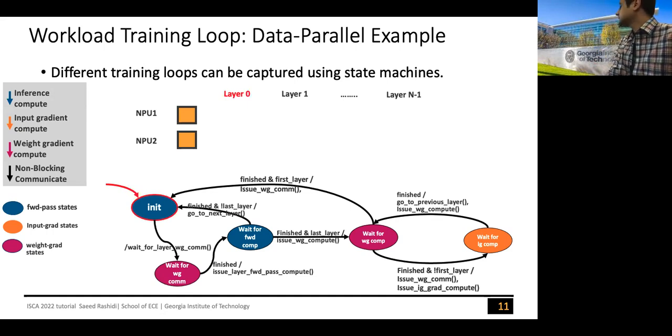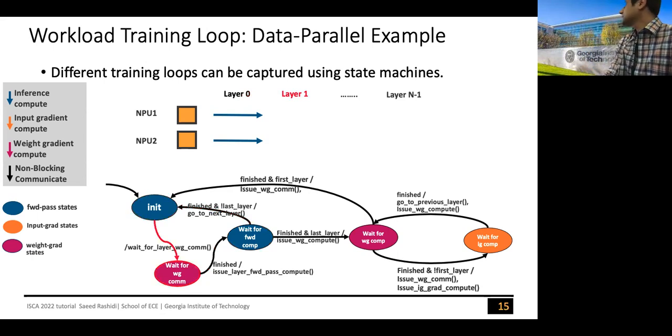So you have some states for going through the forward pass inside the training loop. You start from init, then you just want to make sure that from the previous iterations, you don't have any pending communication for this layer. So just check that. And once it is done, you just wait for compute times. As I said, the compute times are given to you as an offline parameter by some other external source. So here you just wait for that amount of time.